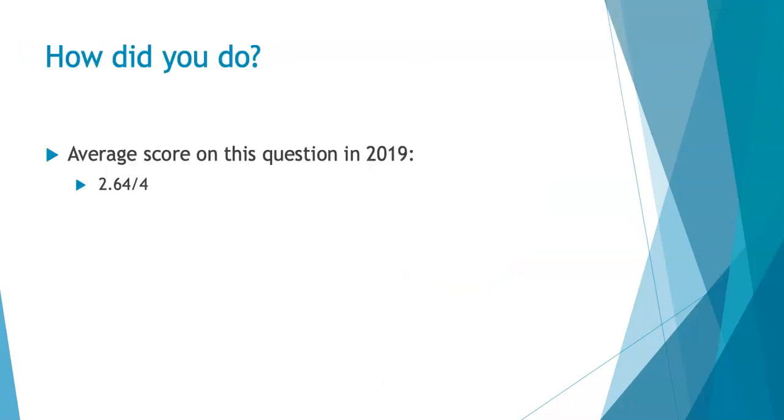How did you do? When this question was given in 2019, the average score was 2.64 out of 4. So most students earned 2 or 3 points. So if you're in that range, you're doing just fine. If you got all 4 points, kudos to you, you're doing well.